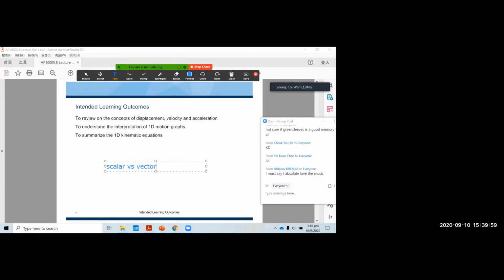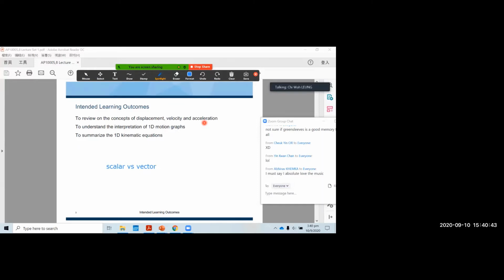Scalar and vectors. Scalar quantities are the quantities which have only the magnitude. How big is that? How long is that? How far away is that? It tells you the size, but it does not tell you the direction. If you have a quantity that has both a magnitude as well as a direction, then they are what we call the vector quantities. As written here, displacement, velocity, and accelerations, they are vector quantities.